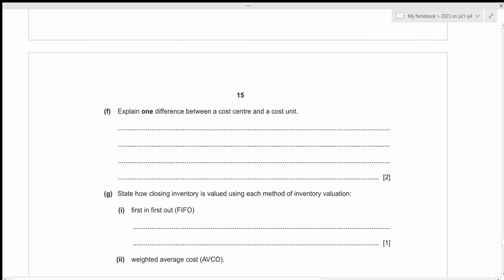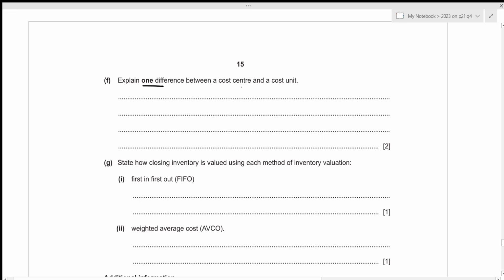Let's move towards the sixth one. We now need to explain one difference between a cost center and a cost unit. So we can just define what is meant by cost center and cost unit in this case. Always remember that a cost center is a particular product, or it can be a service as well, or it can be any location where the costs are actually allocated. So that's the location where the cost arises. Whereas a cost unit is a unit of output to which the cost can be charged, so that we can calculate the cost per unit.